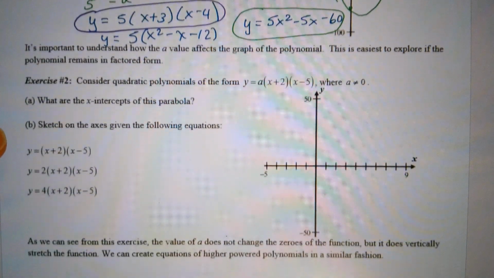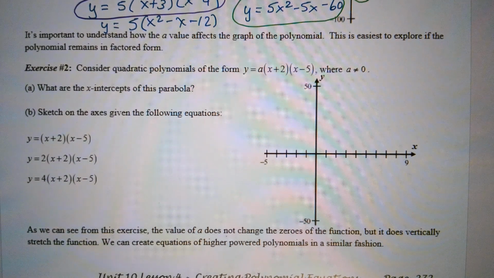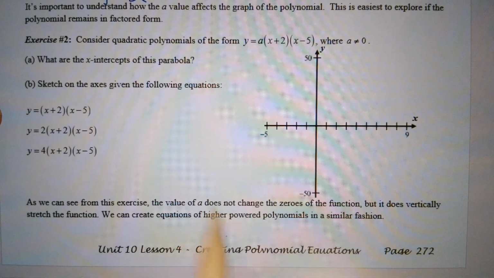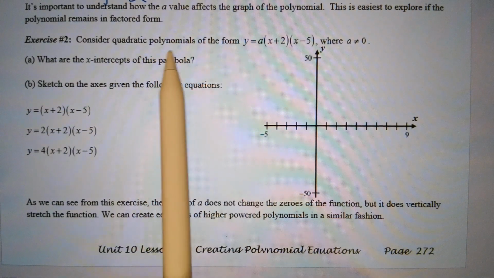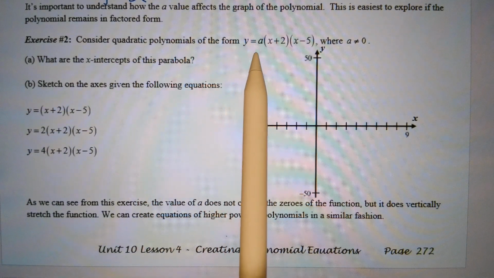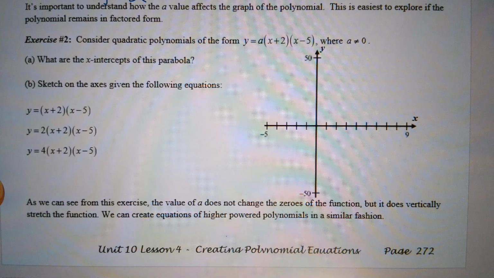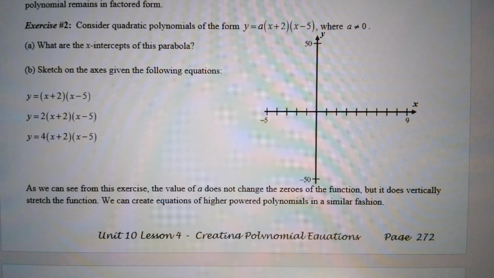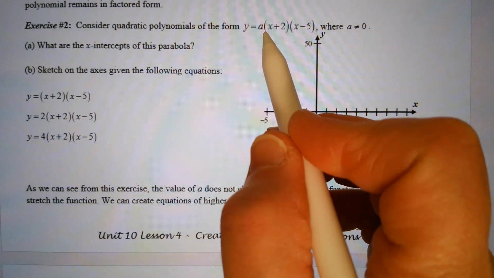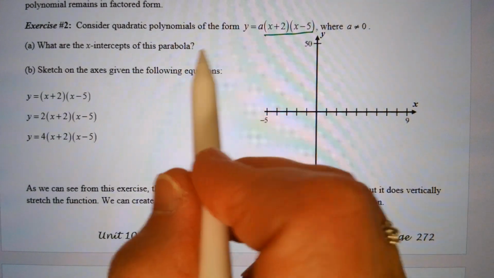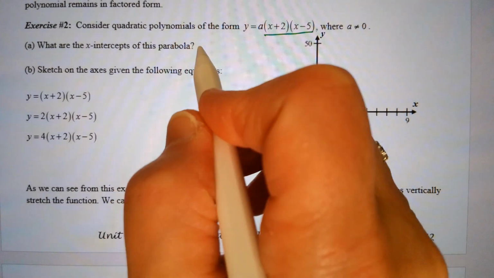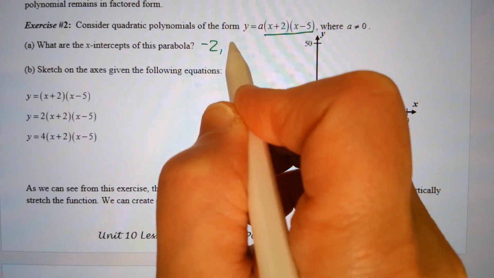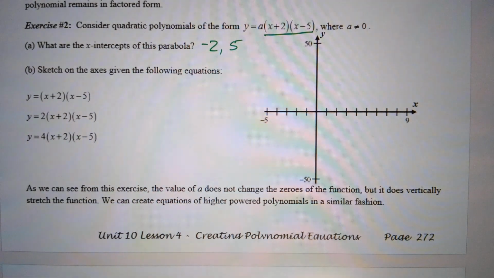It's important to understand how the a value affects the graph of the polynomial. So we're going to explore. Consider the quadratic polynomials of the form y equals a times x plus 2 times x minus 5. What are the x-intercepts of this parabola? Okay, well, if those are the factors, then our x-intercepts would be negative 2 and positive 5.